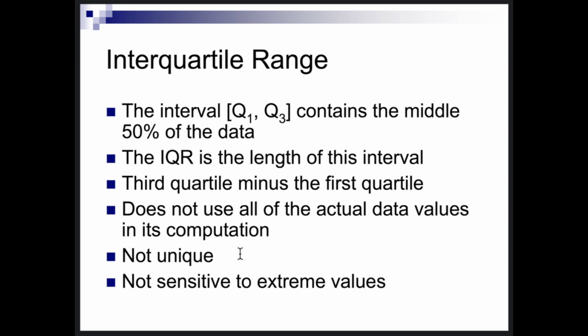Now, because the quartiles are not very sensitive at all to extreme values, what that means is that the interquartile range as a measure of variation is not that sensitive to extreme values either. And so that's one of the advantages to using the interquartile range as a measure of variation. It's robust with respect to extreme values.